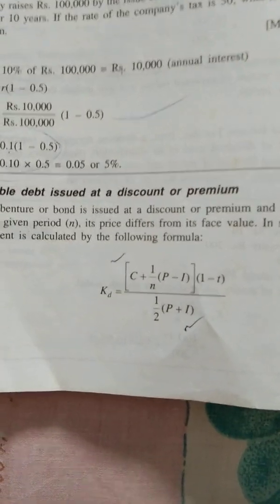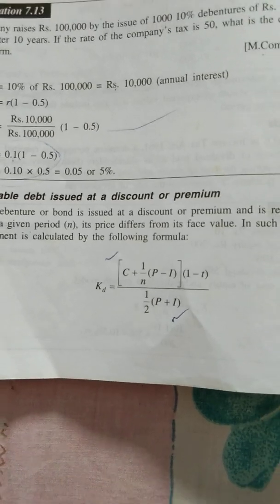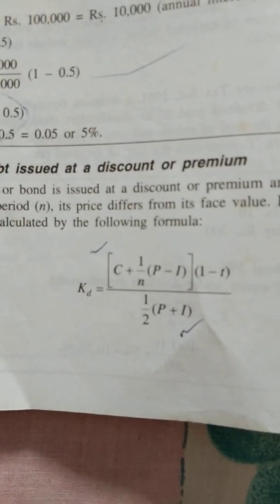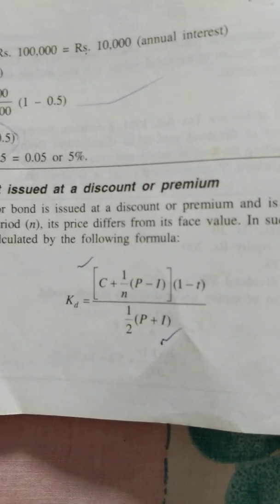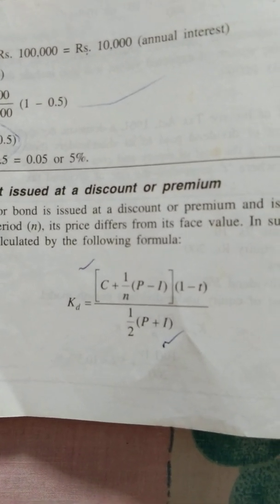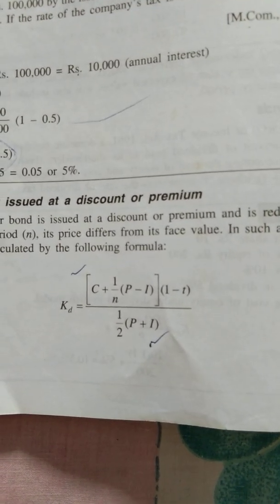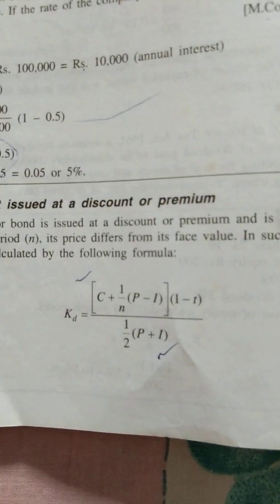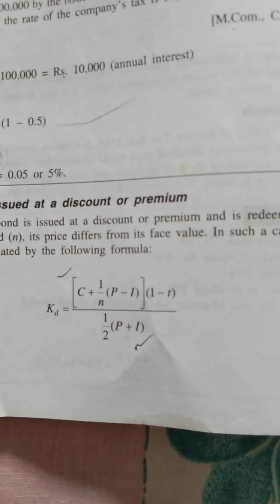Now moving back to the redeemable. Like preference, the debt can be redeemable. The formula is as simple as the earlier one, except tax should be adjusted. Look at the formula: instead of C, better to write I or R, so students can understand. Kd = [I(1 − T) + (1/n)(P − NP)] divided by [(1/2)(P + NP)], same as cost of preference except for the 1 minus T.